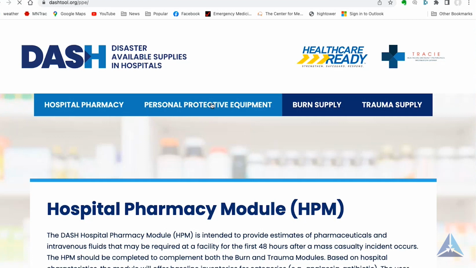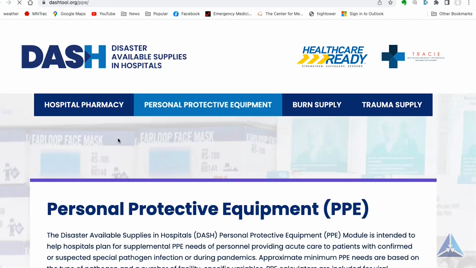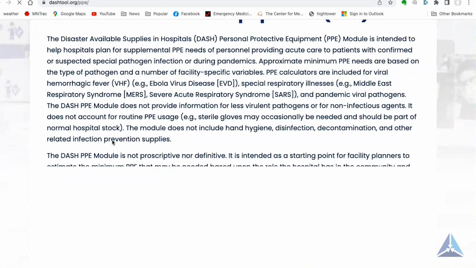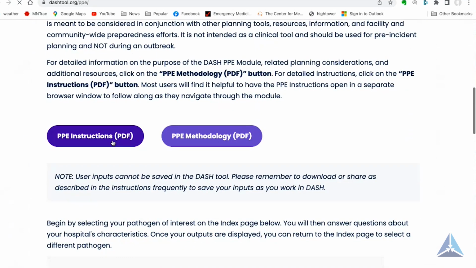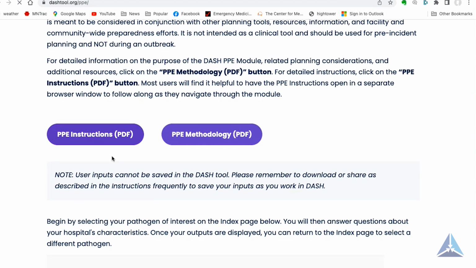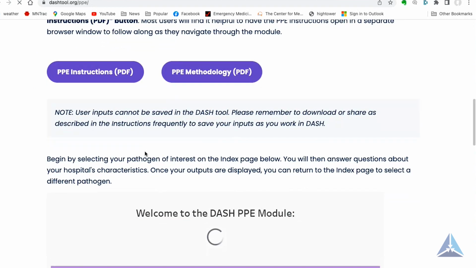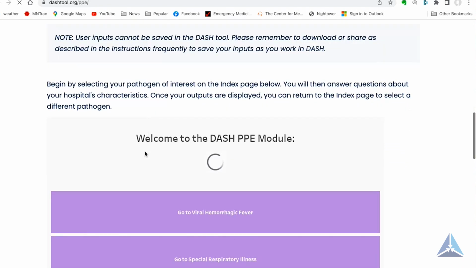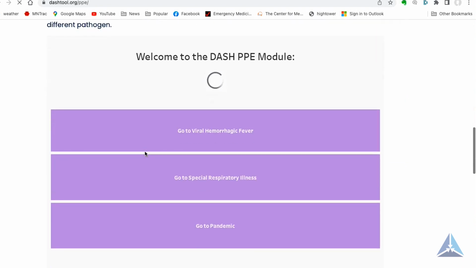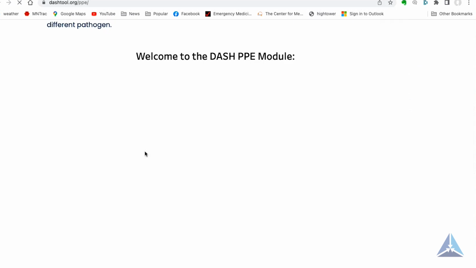Because of the Ebola situation in Uganda right now, there's a lot of questions getting asked around how much personal protective equipment we should have available. And that's an excellent question. So again, we have the instructions and the methodology for PPE. And again, those assumptions are really important to understand, but for the sake of time, we're going to bypass those a little bit here. There are 3 different modules under PPE.